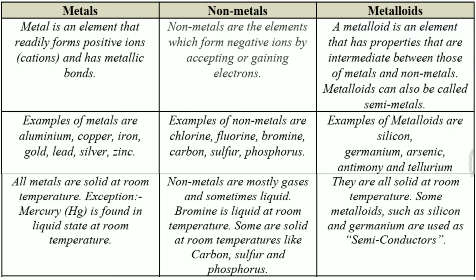Examples of metals are aluminium, copper, iron, gold, lead, silver, zinc. These are metals, while non-metals are like halogens. Chlorine, fluorine, bromine, carbon, sulfur, phosphorus are non-metals. Well, the examples of metalloids are germanium, arsenic, antimony, tellurium.